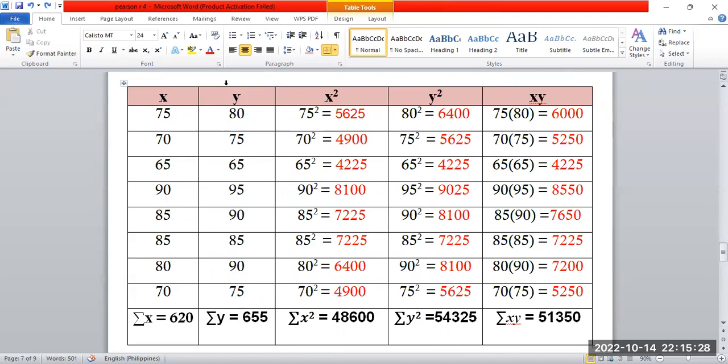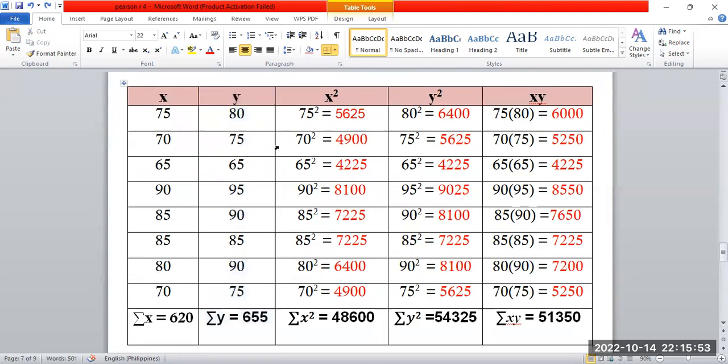Now after adding all the x values, let's now add the y values. So 80 plus 75 plus 65 plus 95 plus 90 plus 85 plus 90 plus 75, that is equal to 655, which is the summation of y, or the total of all the y values.